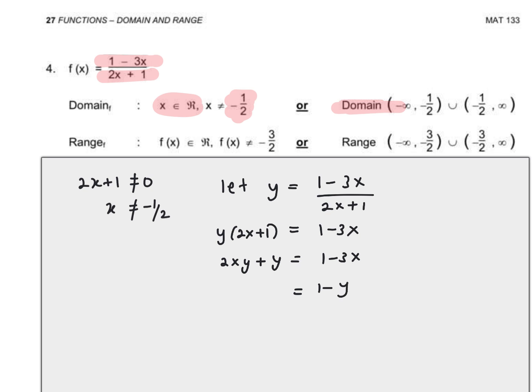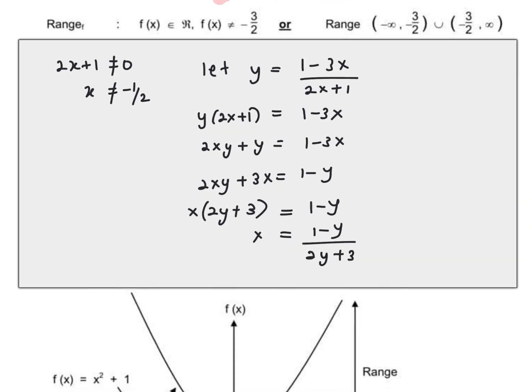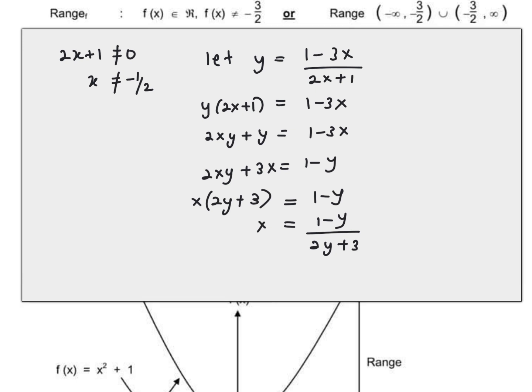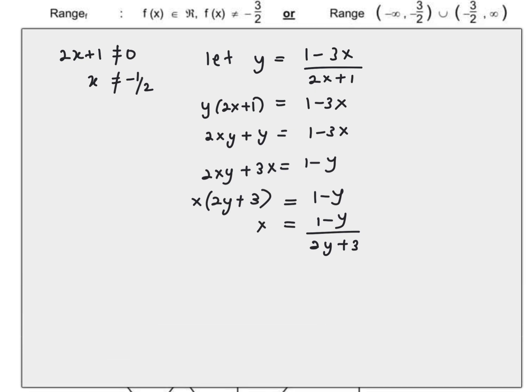We want to make x the subject. So move this 3x, and now factor for x. It is 2y plus 3. So x should be 1 minus y over 2y plus 3. So this is the value for x now, so that we can find the inverse of f. It equals 1 minus x over 2x plus 3.